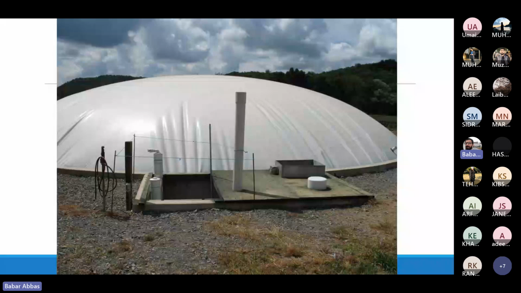These can be the equipment needed for the biogas generation plant on a larger scale.